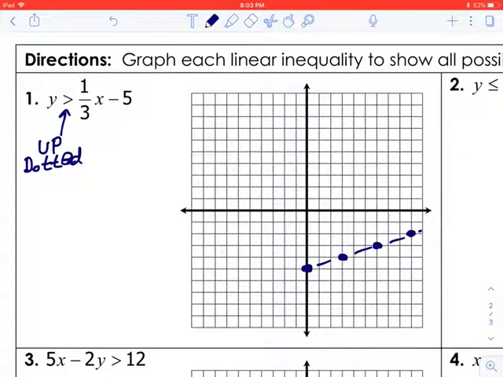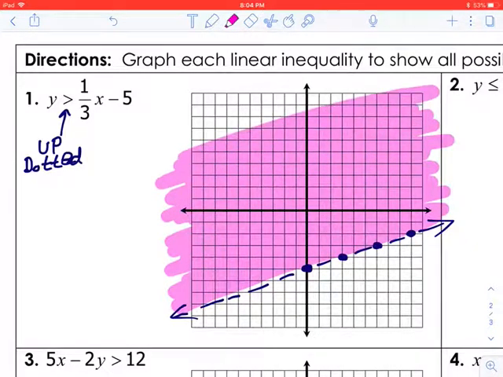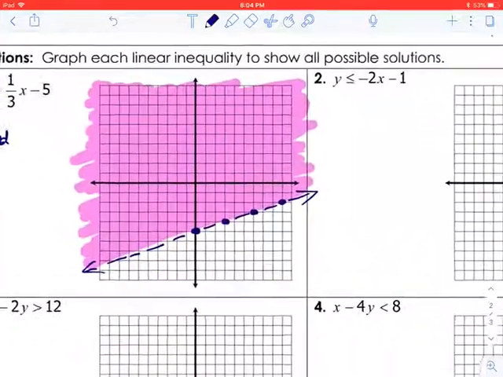I'm going to make a dotted line going that way. And then we shade above. So shade this way, above the line. It can be kind of fun if you're into coloring, but it's up to you whether you like that or not. But now I know exactly where my solutions are.